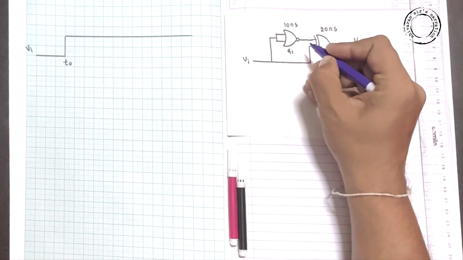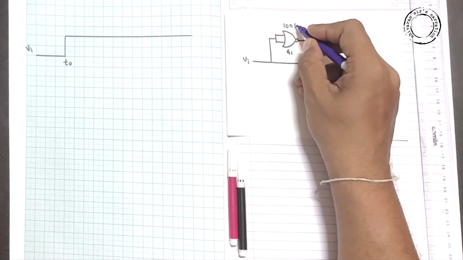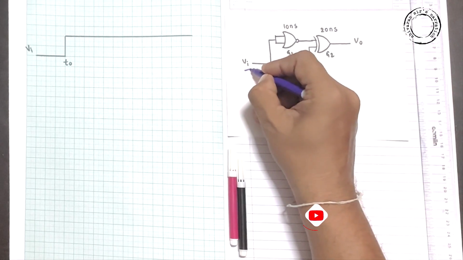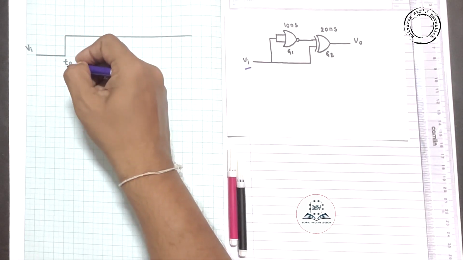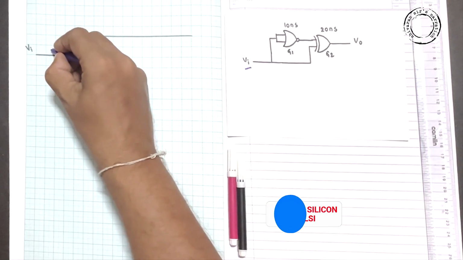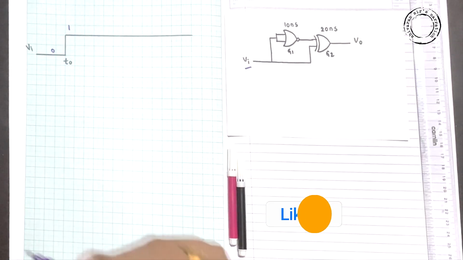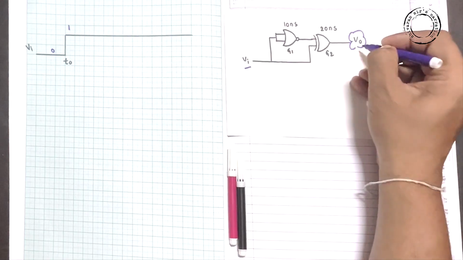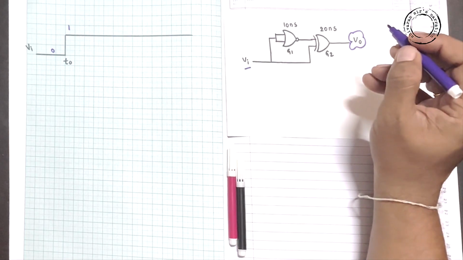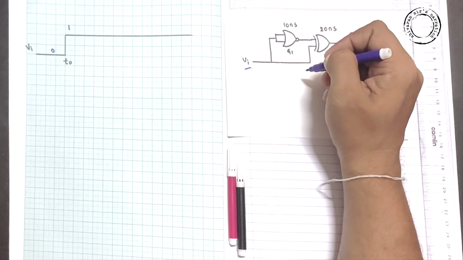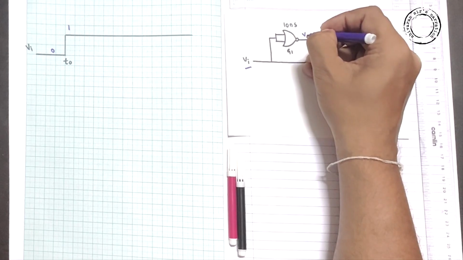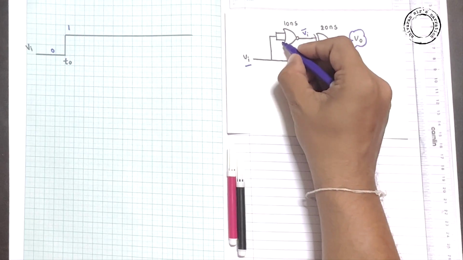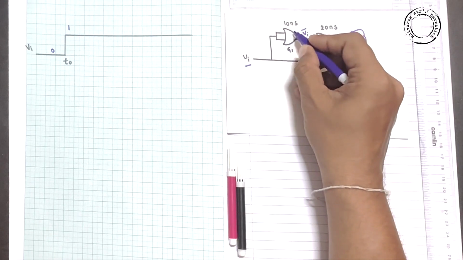The design has a NOT gate whose propagation delay is 10 nanoseconds, and an XOR gate with 20 nanoseconds. The given input Vi is this. At t0 time period, the input has changed from 0 to 1. Now we want to draw the waveform for V0. If you want to draw the waveform for V0, you should know the output of the NOT gate, which is Vi dash, Vi bar. Even though it is a NOR gate, guys, as the inputs are tied together, it can be treated as a NOT gate only.